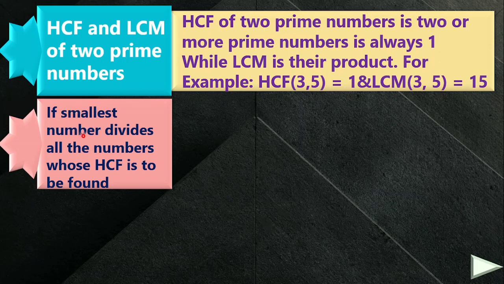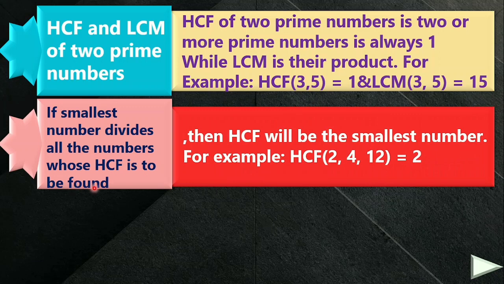If the smallest number divides all the numbers whose HCF is to be found, then the HCF will be the smallest number. For example, the HCF of 2, 4, 12 is 2, as 2 is the number which divides all the numbers. So the HCF is 2.